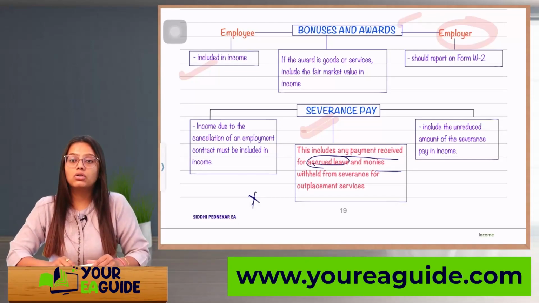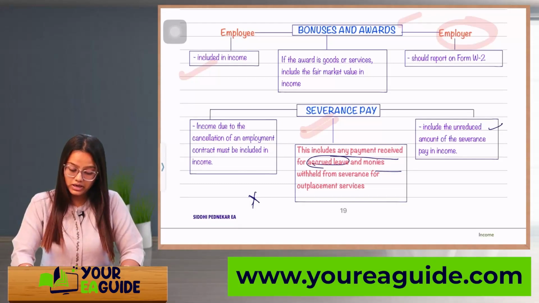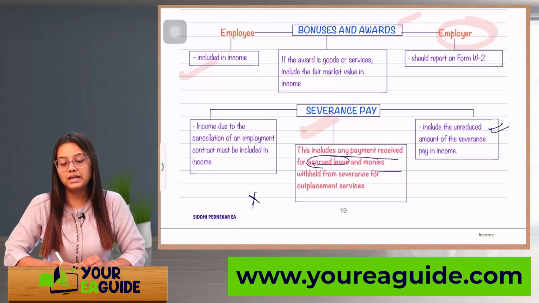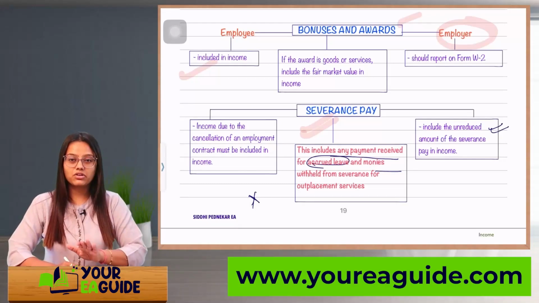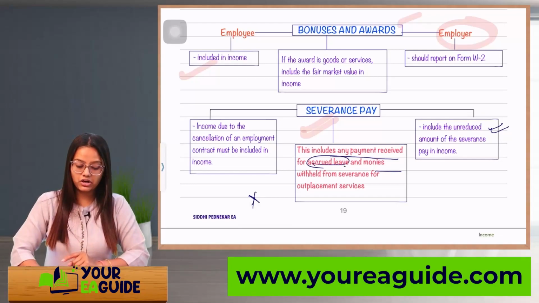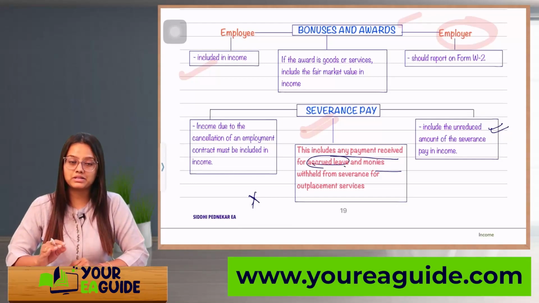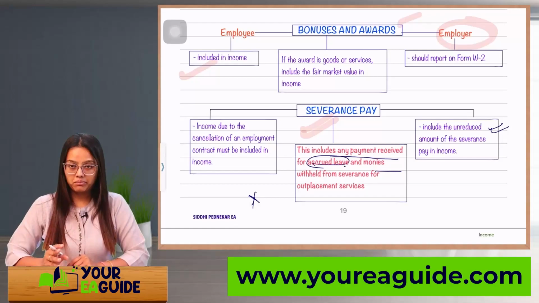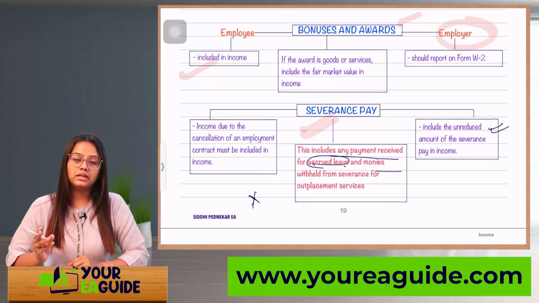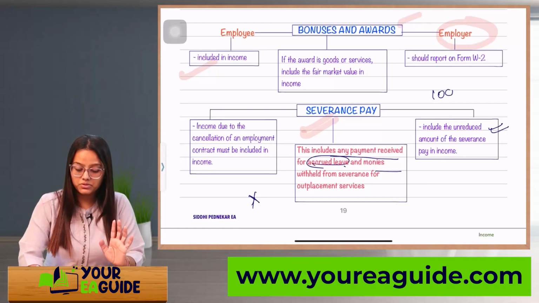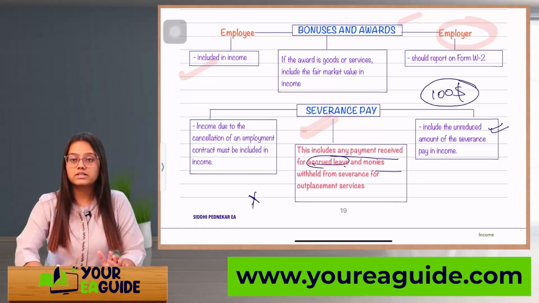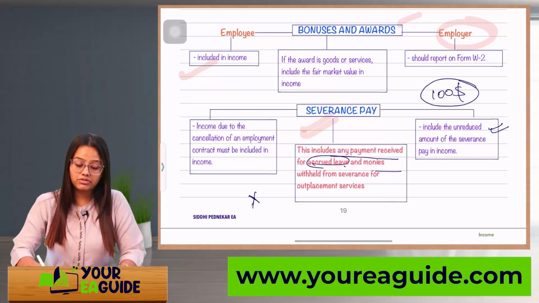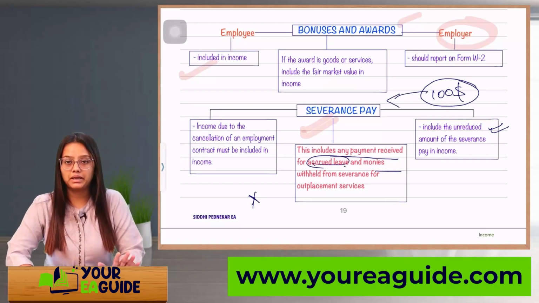So include the unreduced amount of severance pay in the income. Any expenses, let's say from this accrued leave, if they are claiming some expenses because of your employment, or you have taken any leave or extra things, but ultimately you are going to receive, suppose, $100, include exactly that amount which you are going to receive in the form of severance pay.